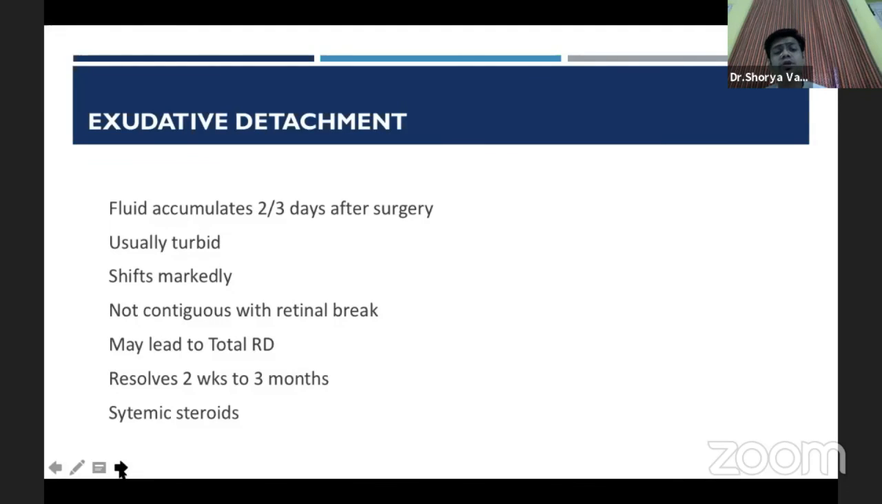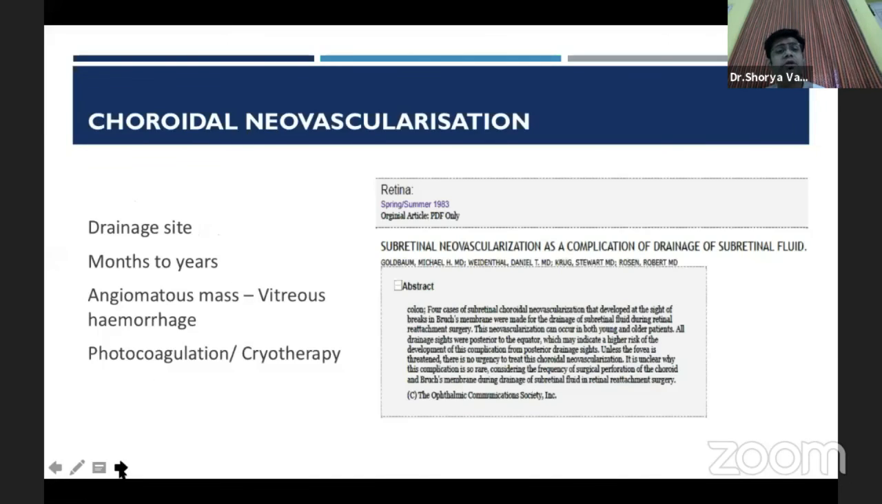Exudative detachments you might get, which is quite rare. In such cases, what you need to see is the break-buckle relationship, and if it is good and you have a turbid fluid which has a good shift, then probably you can wait for some time, give steroids, and it will resolve by itself. Rarely, you might get choroidal neovascularization at the site of drainage, and in such cases, you might have vitreous hemorrhage. So, if you get recurrent vitreous hemorrhage, you might just look for a port site neovascularization or a drainage site neovascularization, and then go in for photocoagulation or cryotherapy.